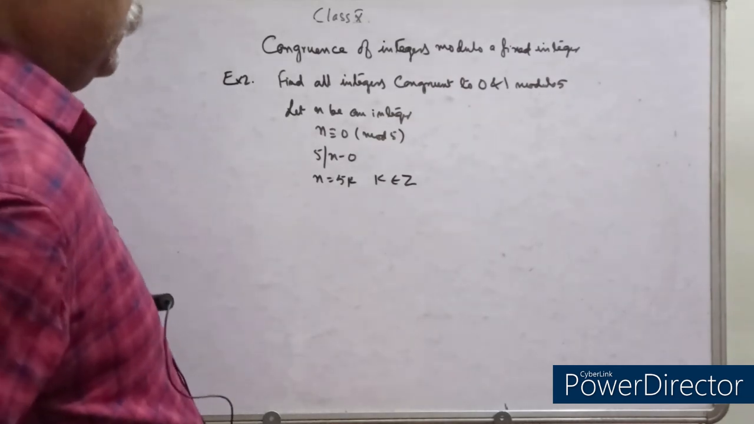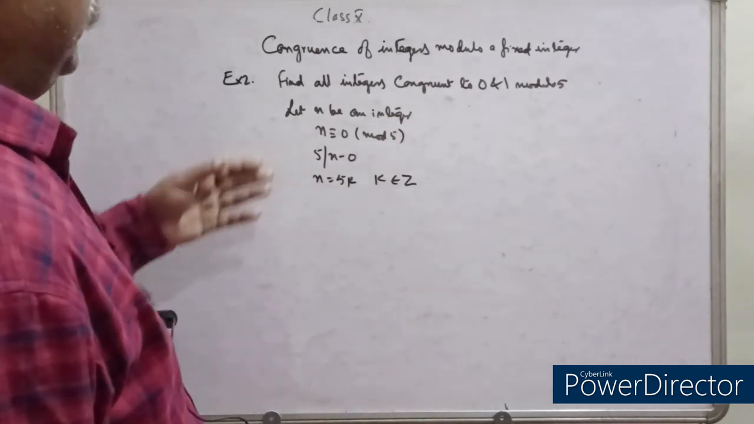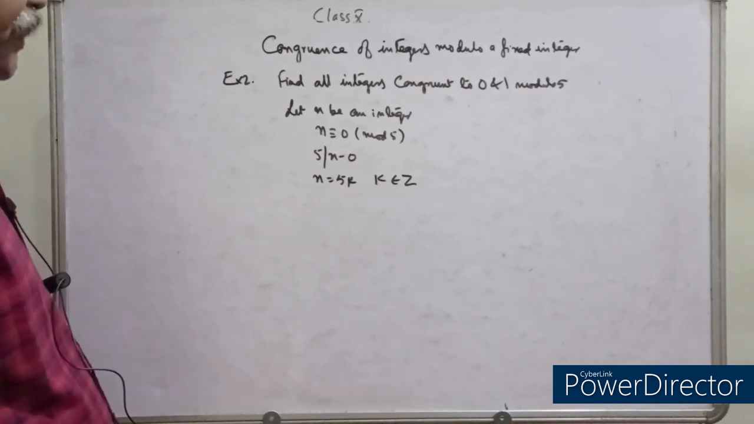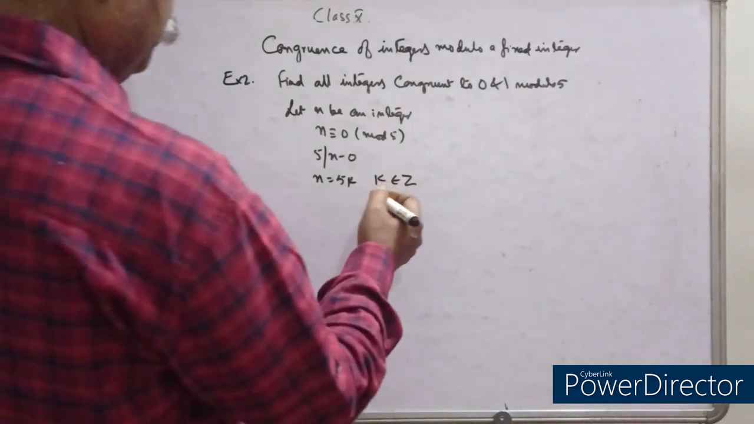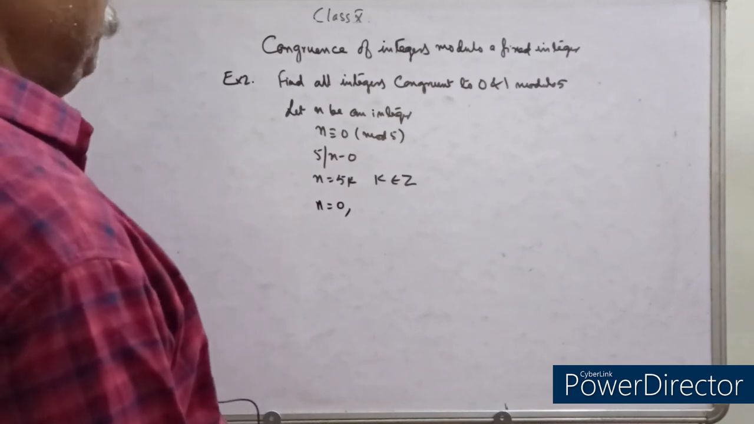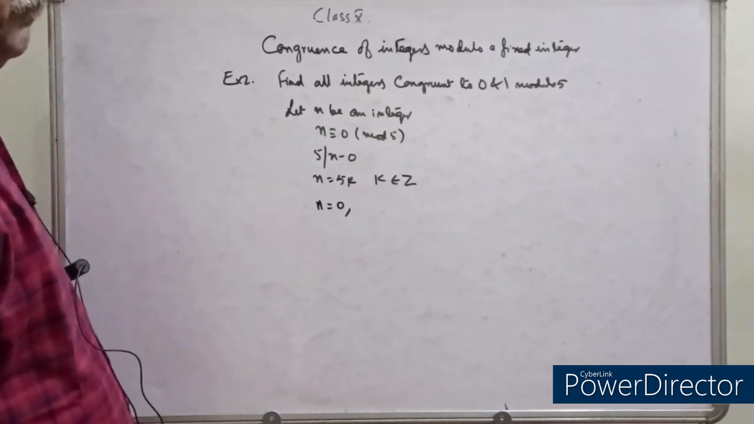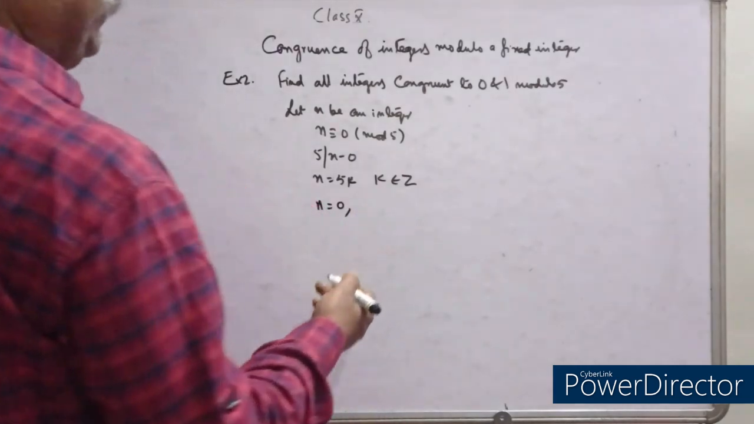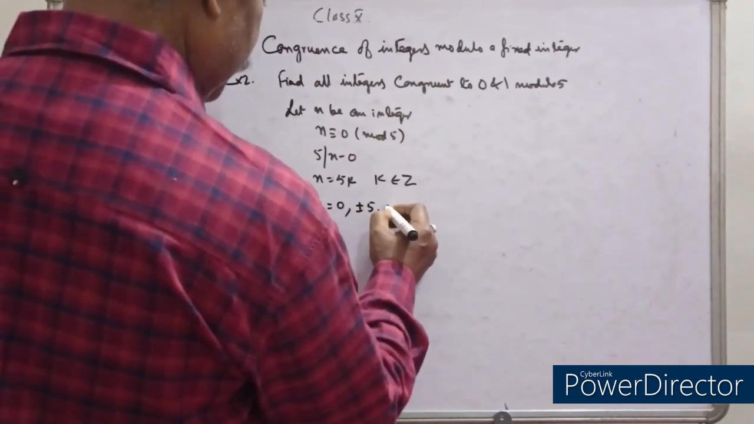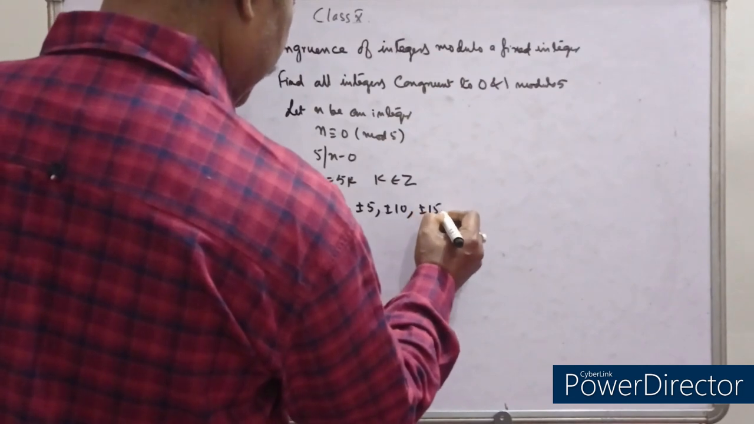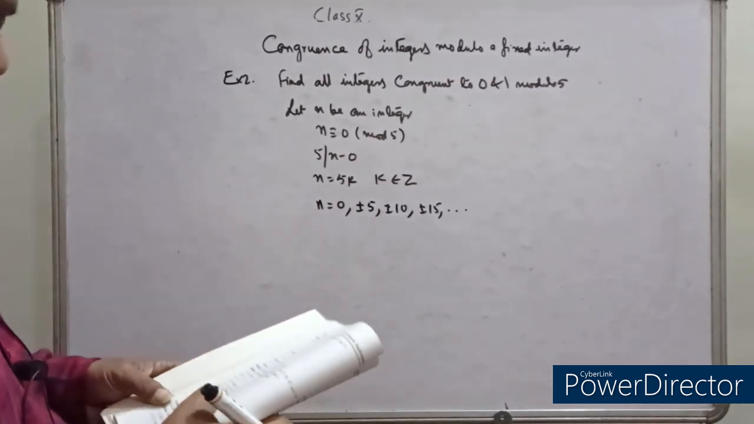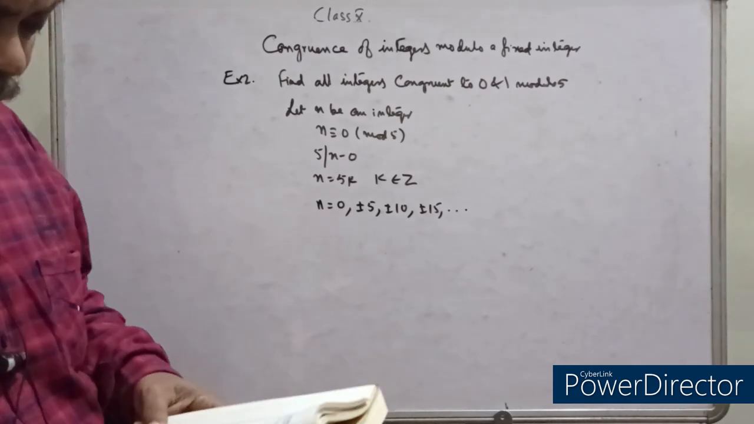And since nothing has been told about the limit of n, we know that n is an integer, so we will start from 0. So n will be 0, and because the limit of n is not given, we are bound to take both the positive and the negative values: plus minus 5, plus minus 10, plus minus 15. It will move like this. So you can check the answer: n is 0, plus minus 5, plus minus 10.